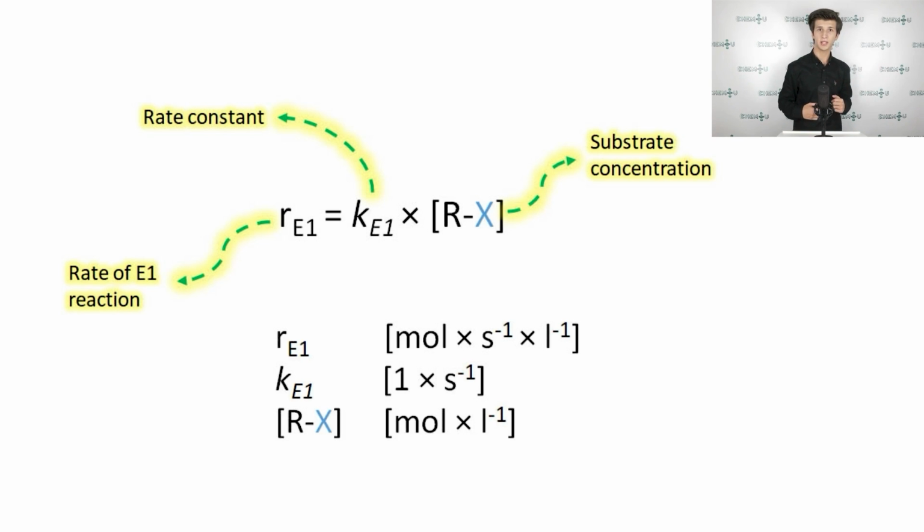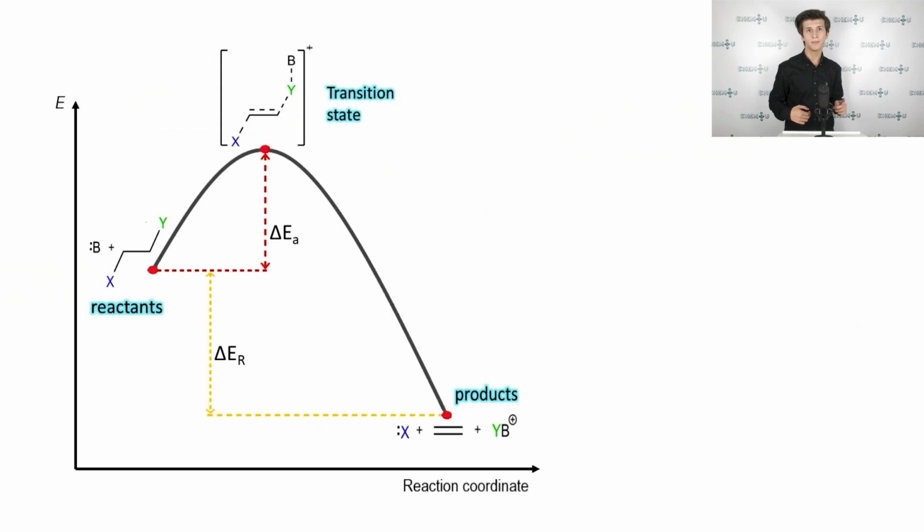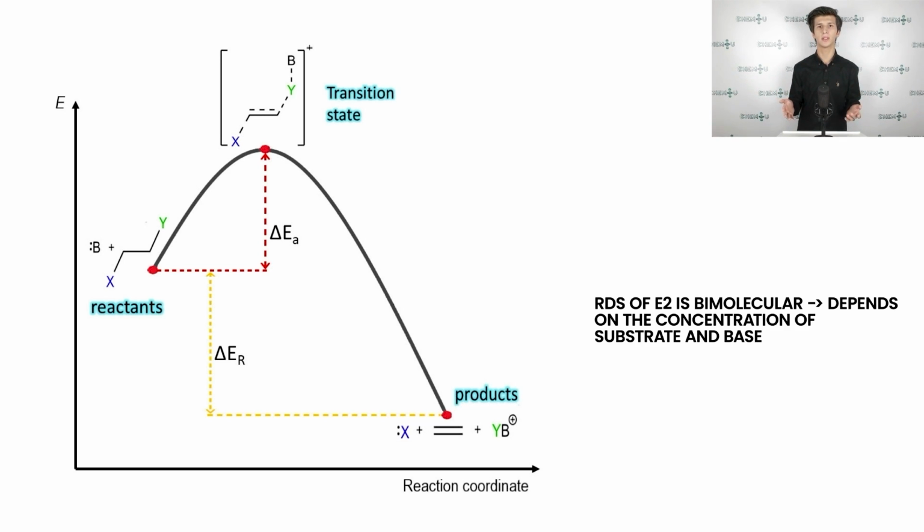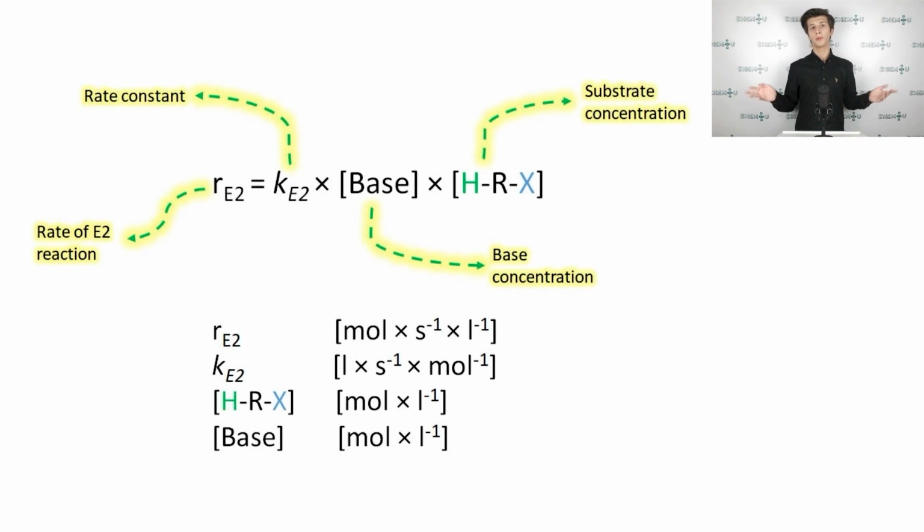And what about the E2 mechanism, you would say? For E2 mechanism, the rate determining step is represented by dissociation of C-X bond and simultaneous abstraction of the proton by a base. In other words, two compounds, namely base and substrate, are involved in a single reaction step. It means that the rate determining step is bimolecular. So, the reaction rate depends in this case on the concentrations of the initial substrate and on the concentration of base. The rate law of E2 mechanism you can see on the slide, of course with corresponding units.